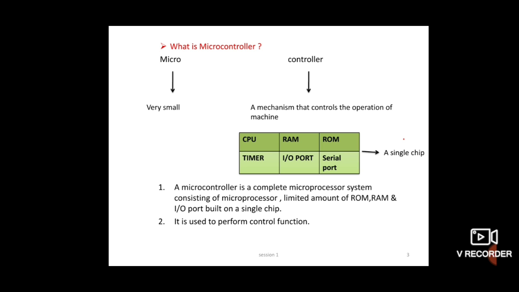A microcontroller is a complete microprocessor system consisting of a microprocessor, limited amount of ROM, limited amount of RAM, and IO port built on a single chip. It is used to perform control functions. A microcontroller is more complex than a microprocessor because it contains many IO components. This is very important. IO means input output devices. Understood, student? What is a microcontroller? It is a complete microprocessor system consisting of a microprocessor, limited ROM, RAM and IO port built on a single chip.